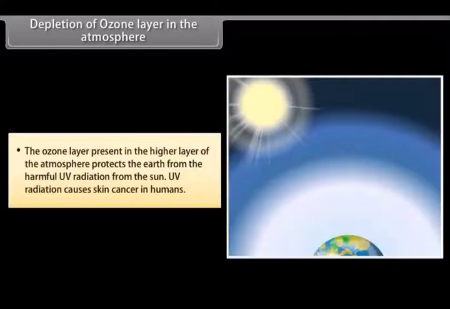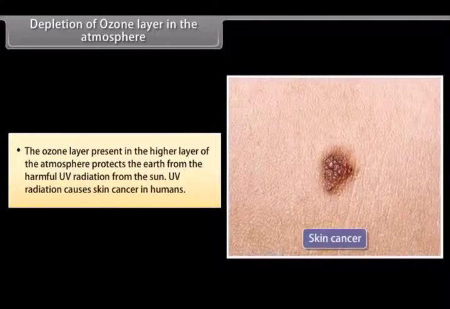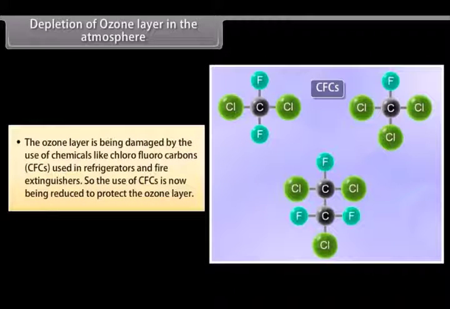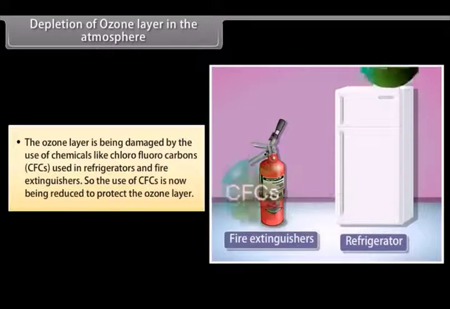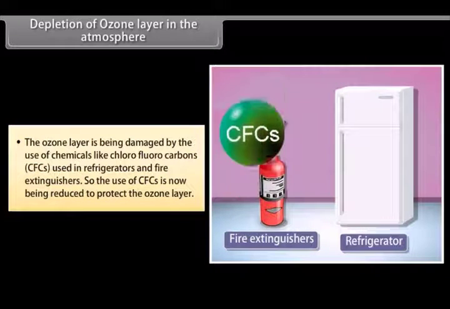The ozone layer present in the higher layer of the atmosphere protects the Earth from the harmful UV radiation from the sun. UV radiation causes skin cancer in humans. The ozone layer is being damaged by the use of chemicals like chlorofluorocarbons, CFCs, used in refrigerators and fire extinguishers. So the use of CFCs is now being reduced to protect the ozone layer.